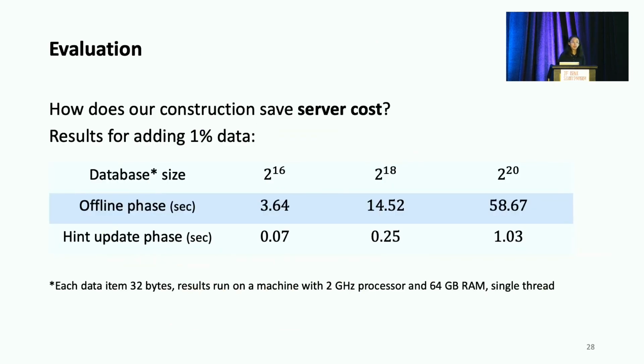And the question we're asking in the evaluation is, how does this construction save the server cost? So we first let the server do the preprocessing for the entire database, and then we add 1% data to the database, and then we do the hint update procedure and measure the server computation time. As you can see, there is a 50x improvement of our approach compared to the strawman.